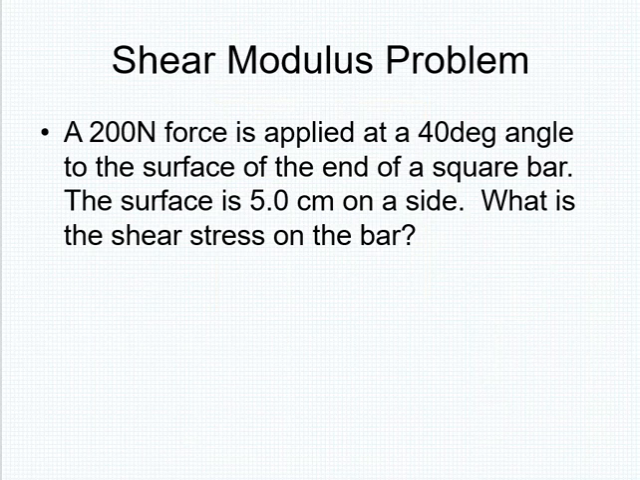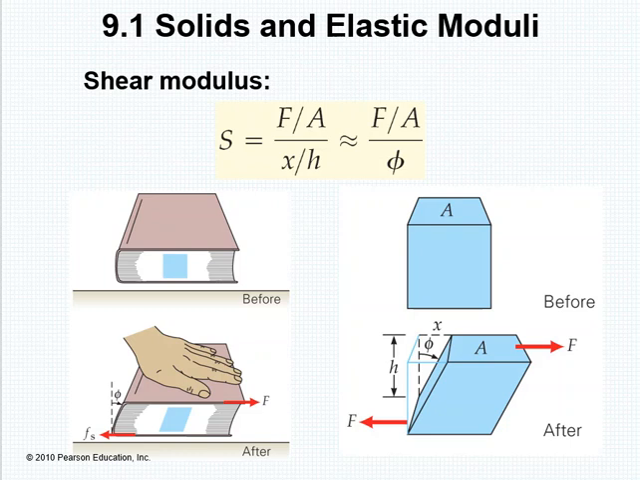So our shear modulus problem. A 200 Newton force is applied at a 40-degree angle to the surface of the end of a square bar. The surface is 5 centimeters on the side. What is the shear stress on the bar? So I'm going to go back to our picture here. The force is the 200 newtons. They're telling us that because it's 5 centimeters on the side, its height is 5 centimeters.